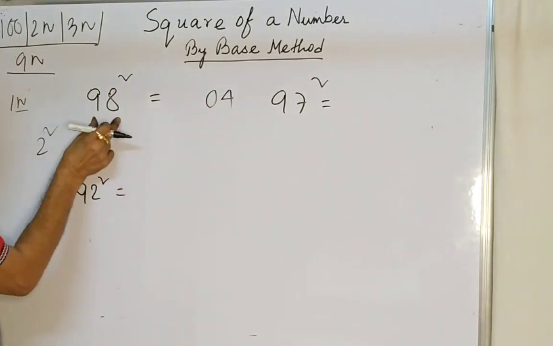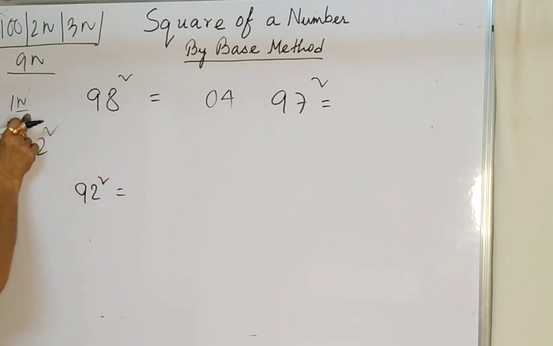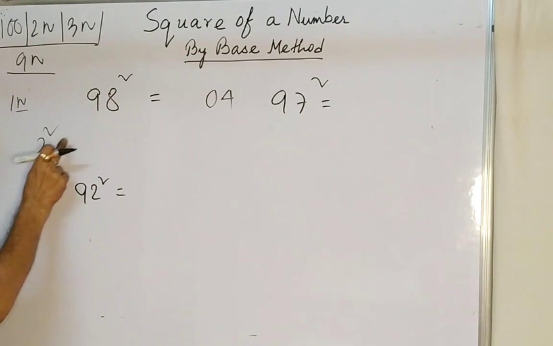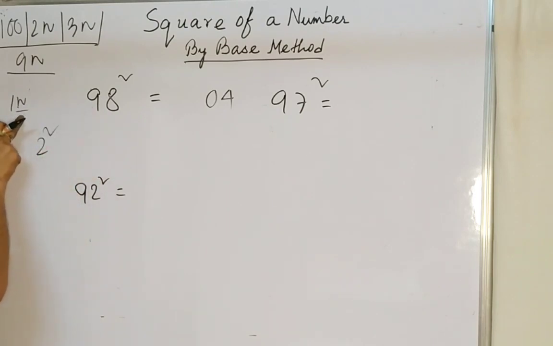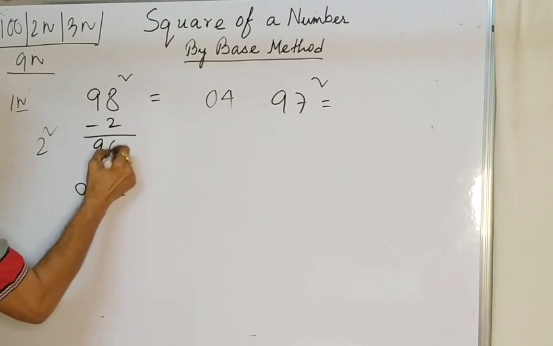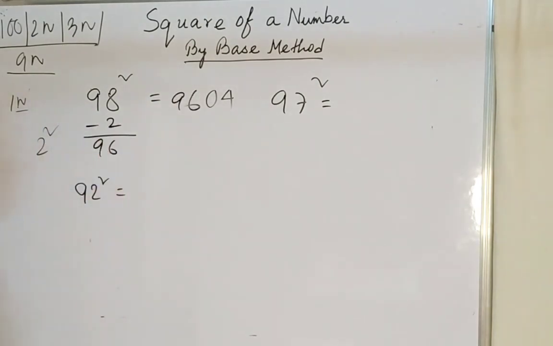Again, 98 is very close to 100, less than 100. How much less? 2. The 2 square is 4. I have to write 2 digits because there are 2 zeros, so I write 04. Now these are less by 2, so less 2 from the given number is 96. I write 96 in this way.